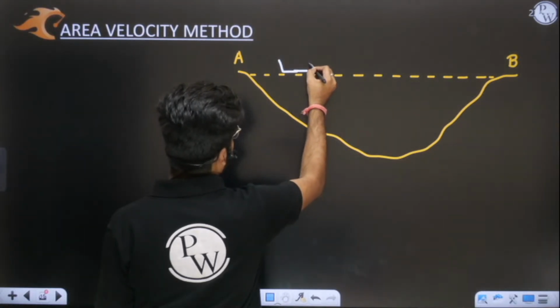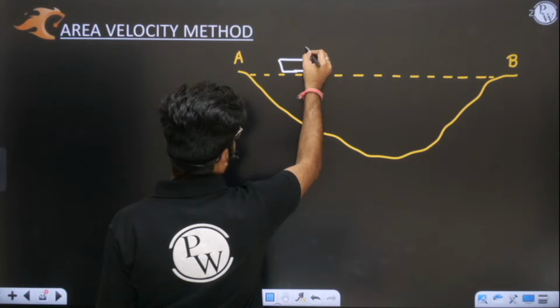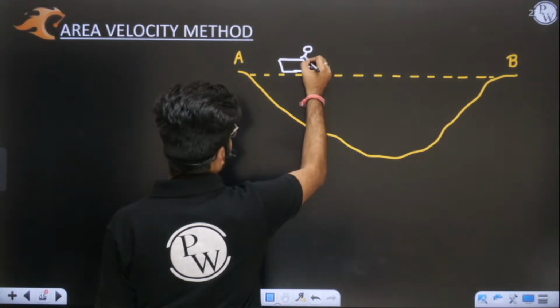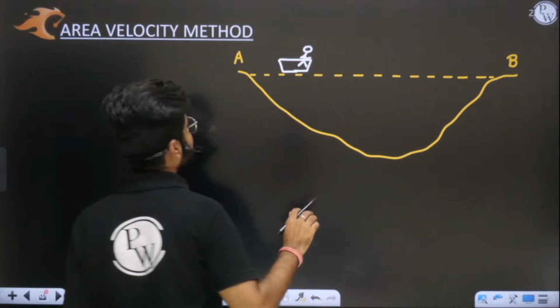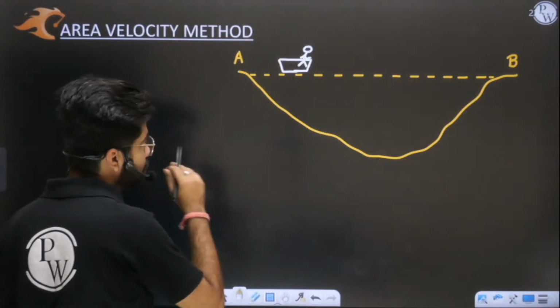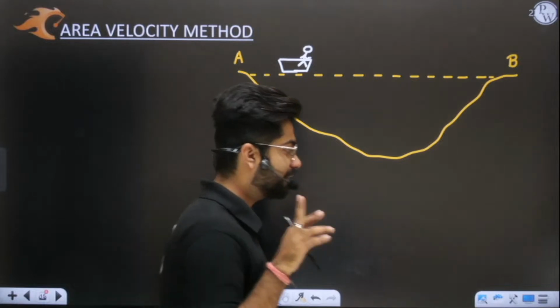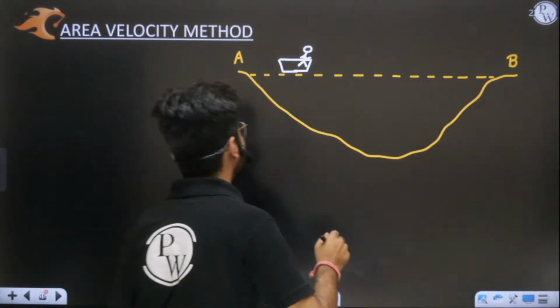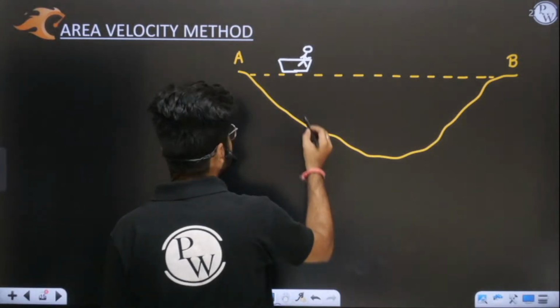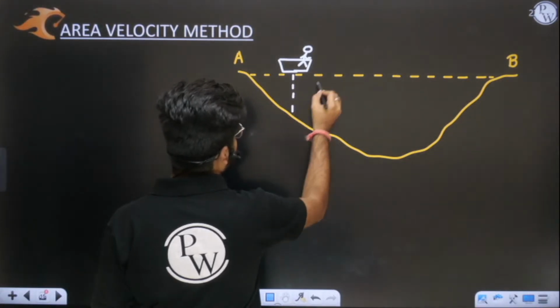Let me draw a boat here, because this method is also known as the moving boat method. So this is your boat, and obviously one observer will be there in this boat. And the duty of this observer is to measure 2 things: one is depth and the next one is velocity. Listen very carefully. After certain intervals he will measure depth.